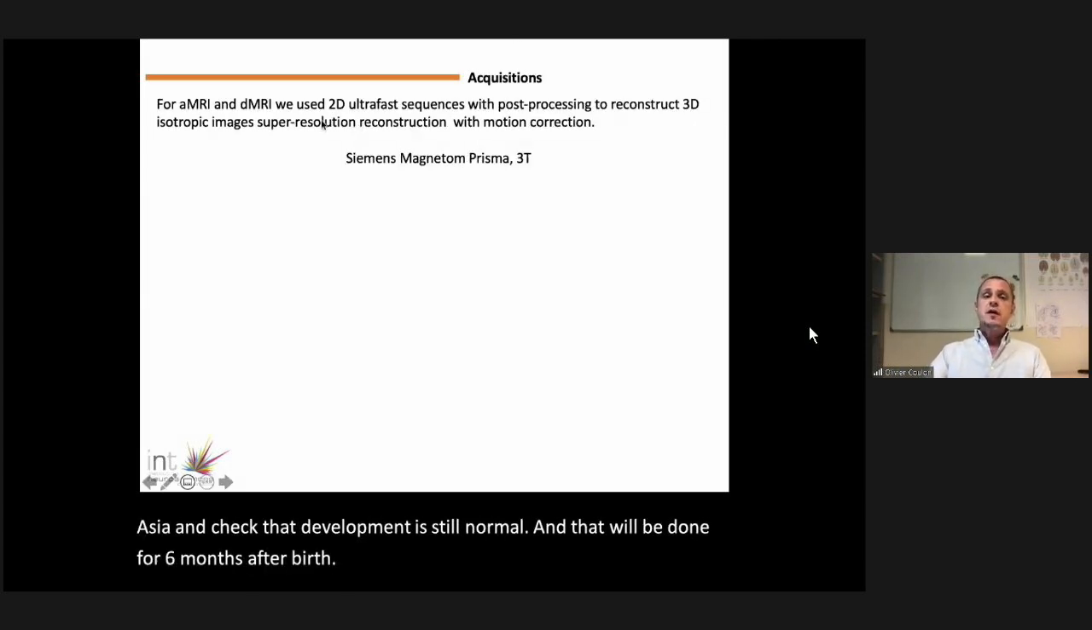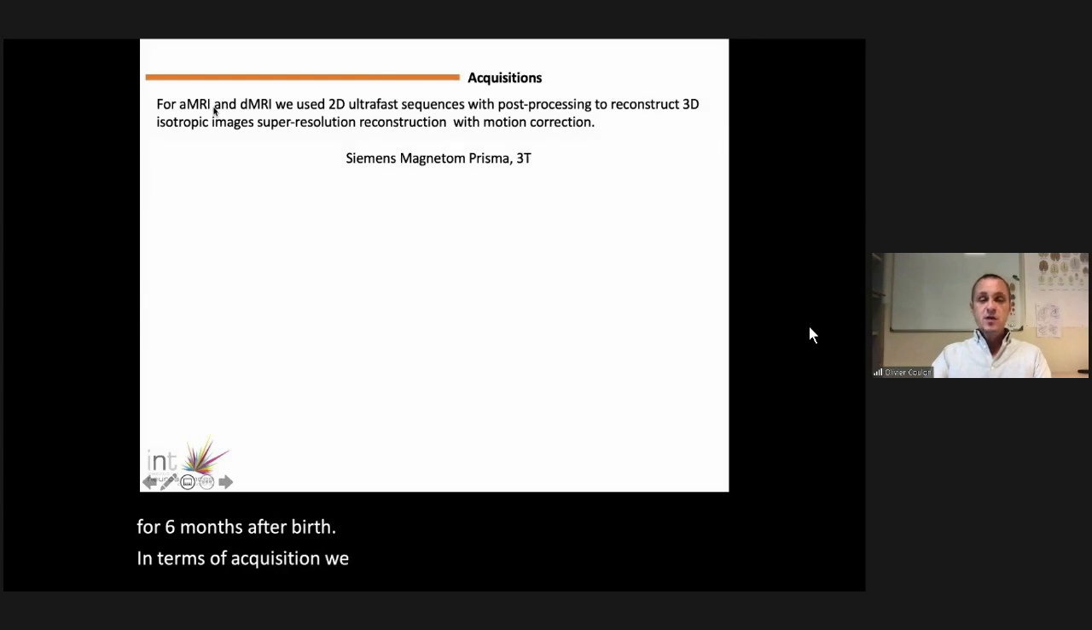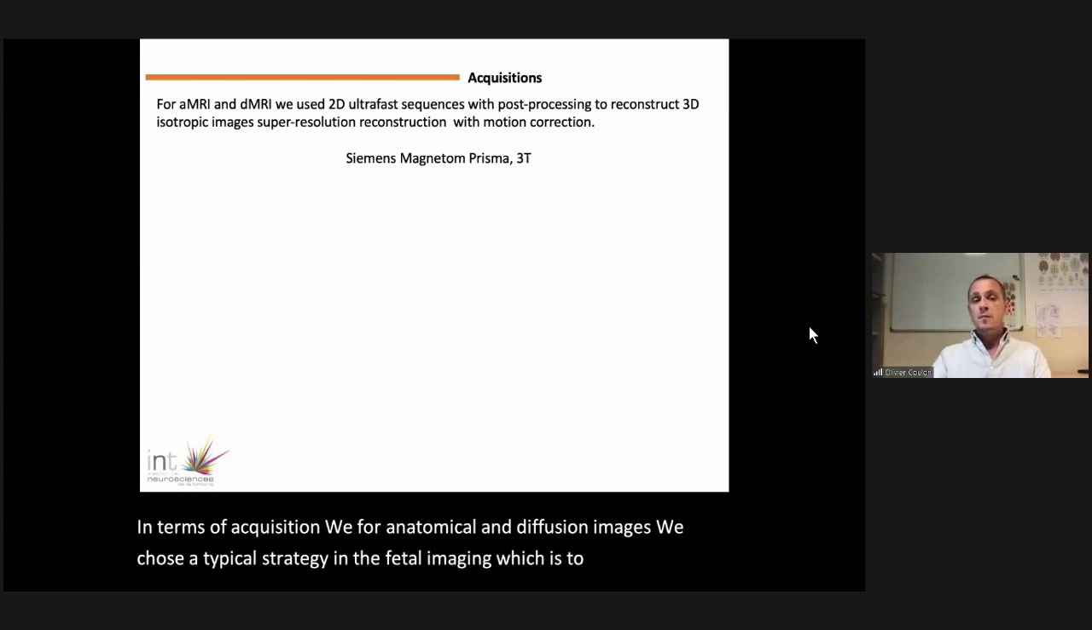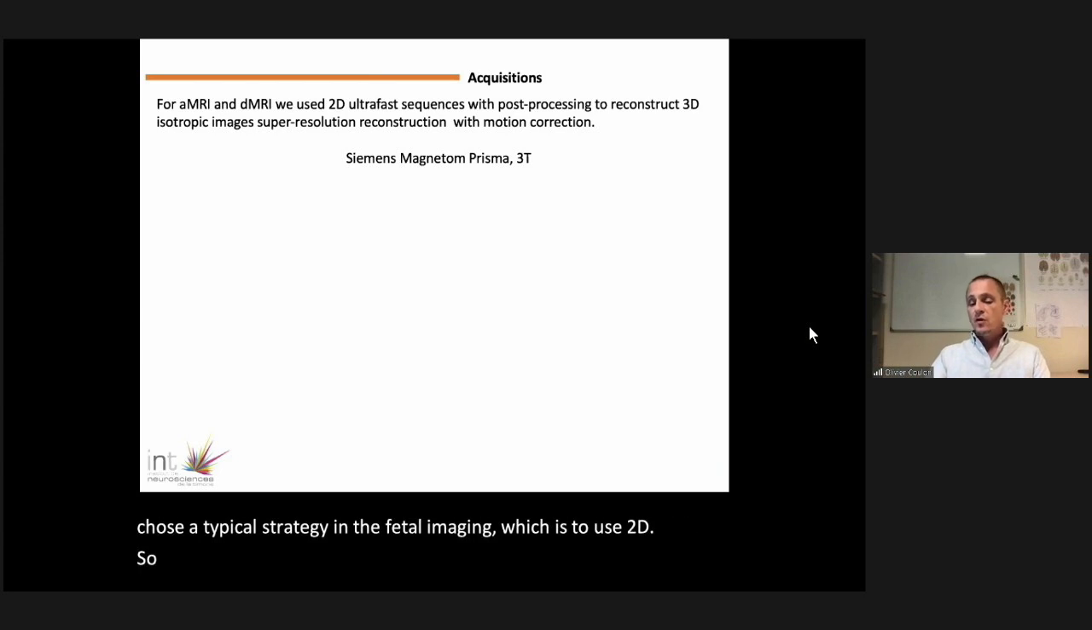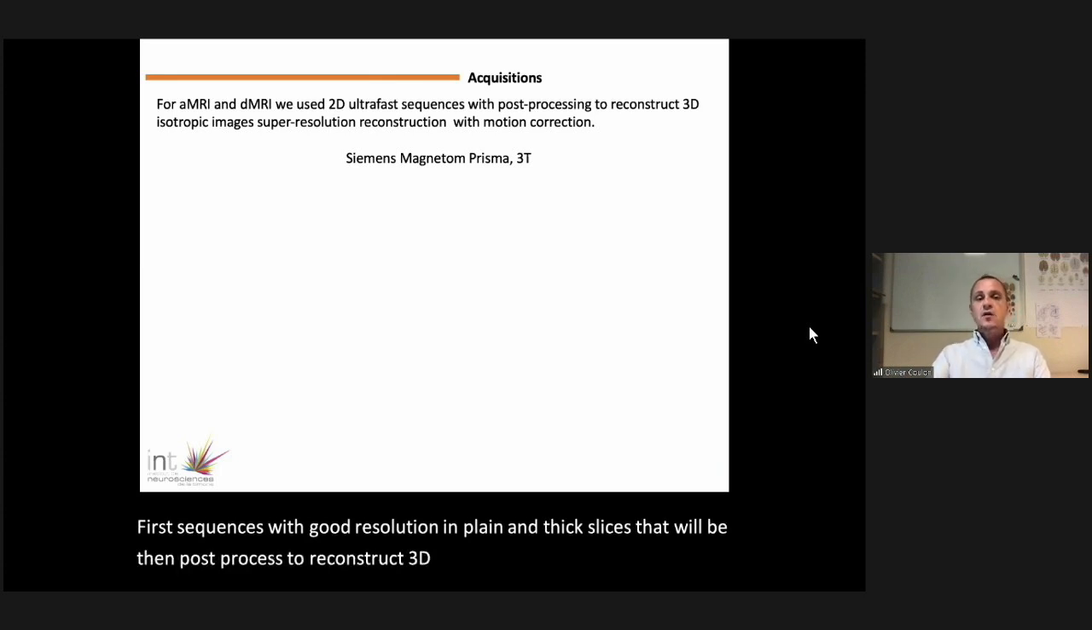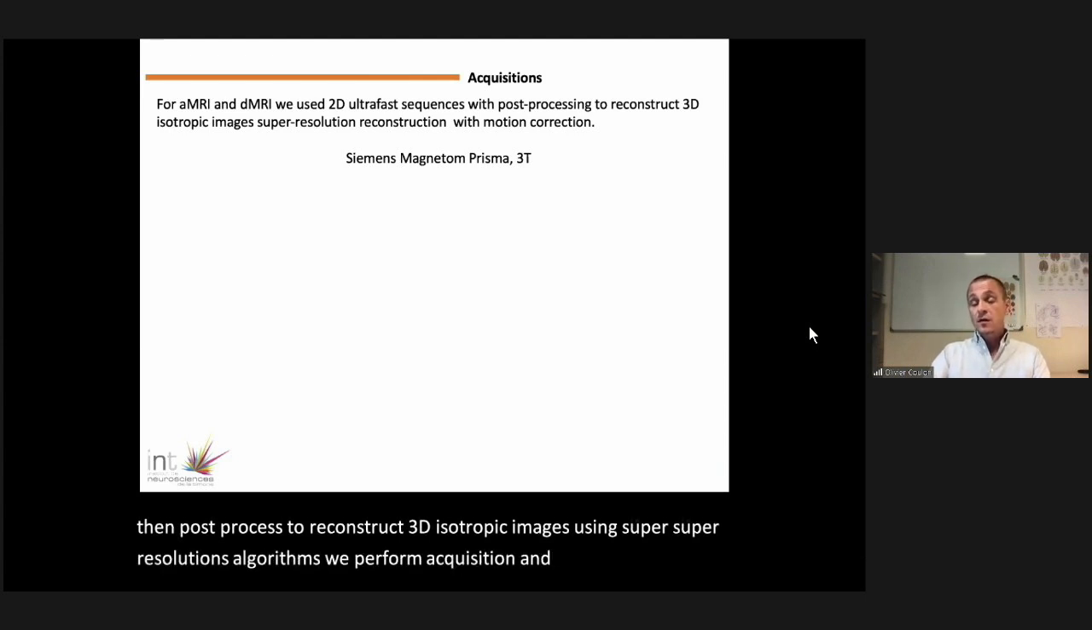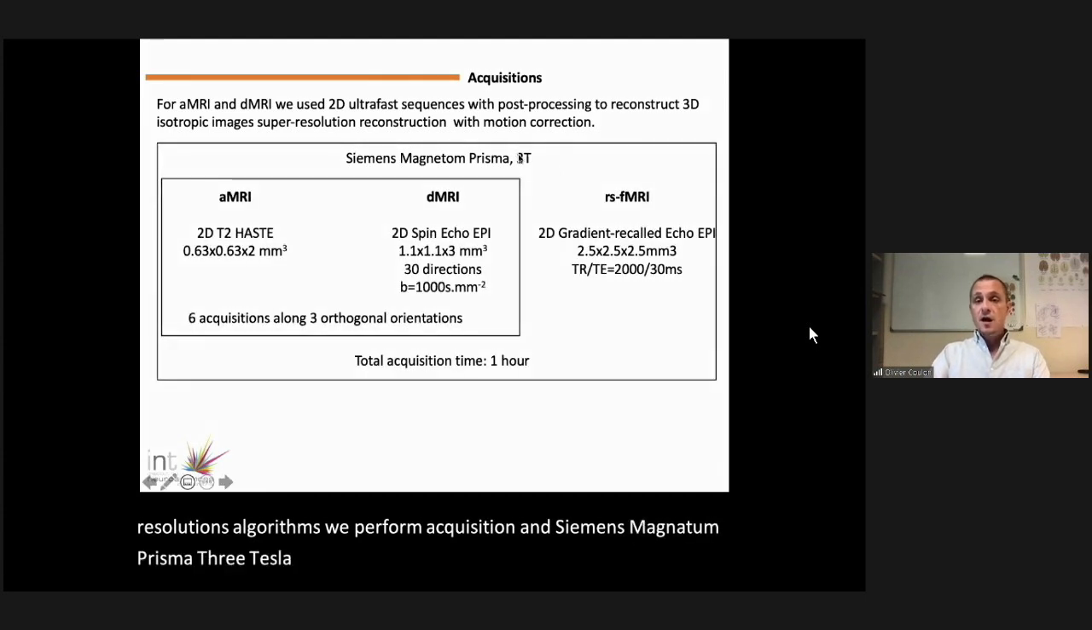In terms of acquisition, for anatomical and diffusion images, we chose a typical strategy in fetal imaging, which is to use 2D ultra-fast sequences with a good resolution in plane and thick slices that will then be post-processed to reconstruct 3D isotropic images using super resolution algorithms. We perform acquisition on a Siemens Magnetom Prisma 3 Tesla scanner. And here are the details of the MR sequences that we finally kept.